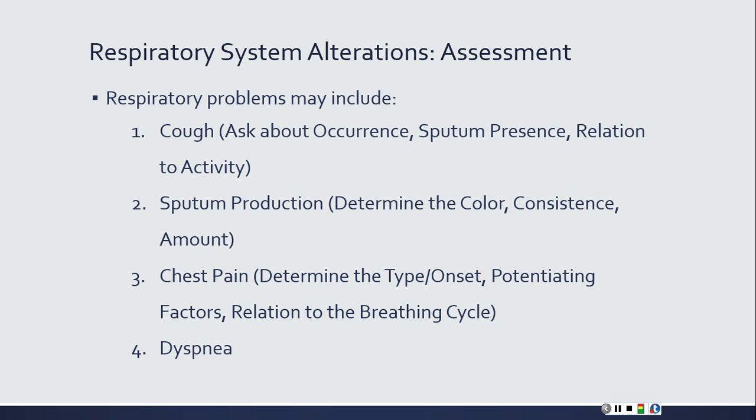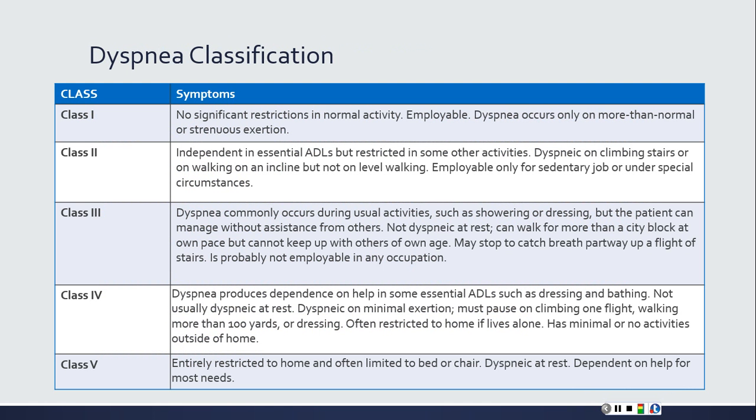And then finally, we've got dyspnea. What's dyspnea? Difficulty breathing, shortness of breath. They just can't catch their breath. Good. Specifically with dyspnea, we've got 5 categories here, and this would categorize a patient's level or severity of the dyspnea.